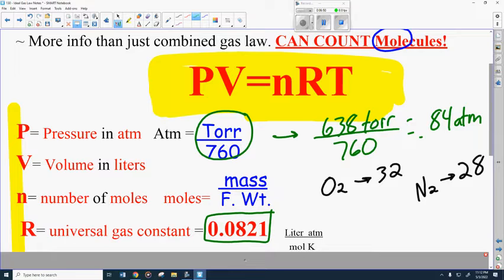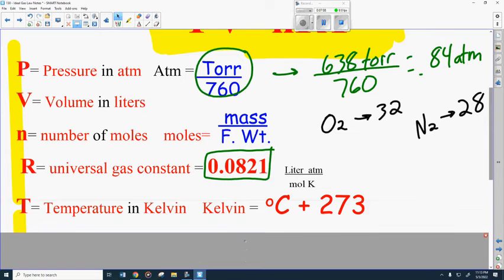The units there are liters atmosphere per mole Kelvin. It's not that important to me whether you know those units or not. You will see if you plug in all your units for P, V, R, and T that they will cancel out and be the same on both sides. And lastly, temperature better be in Kelvin. Remember, degrees Celsius plus 273 gets you your Kelvin.